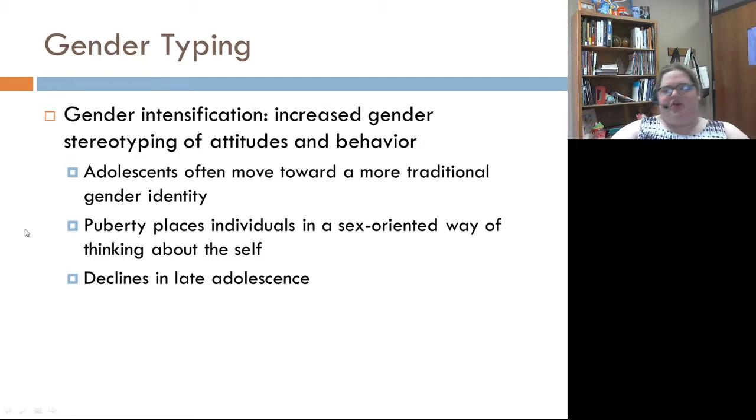In terms of gender identity, the only major change that we see in adolescence is a move towards gender typing. So the period of safer, freer gender exploration really comes to an end in adolescence. We start seeing gender intensification occurring, and this is increased gender stereotyping of attitudes and behaviors.